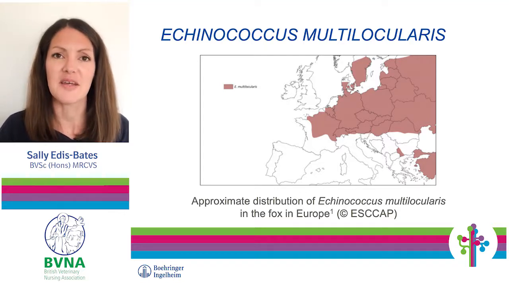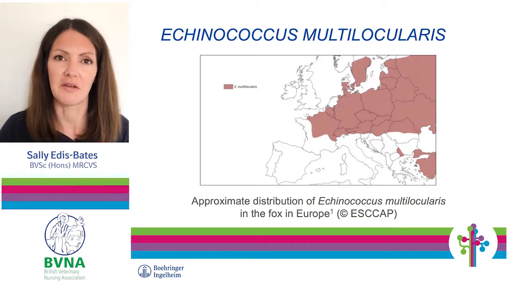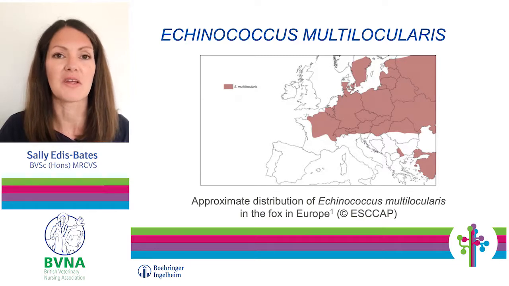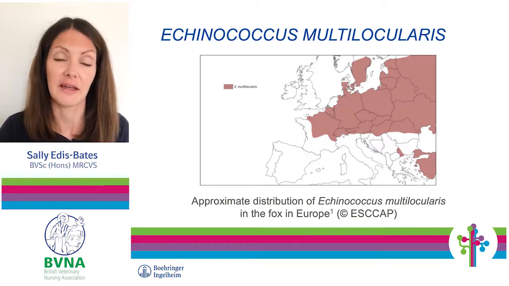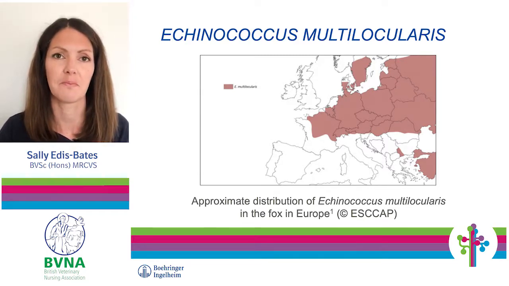Echinococcus multilocularis is a serious zoonotic disease causing severe disease in humans. It can cause a significant reduction in life expectancy in humans.